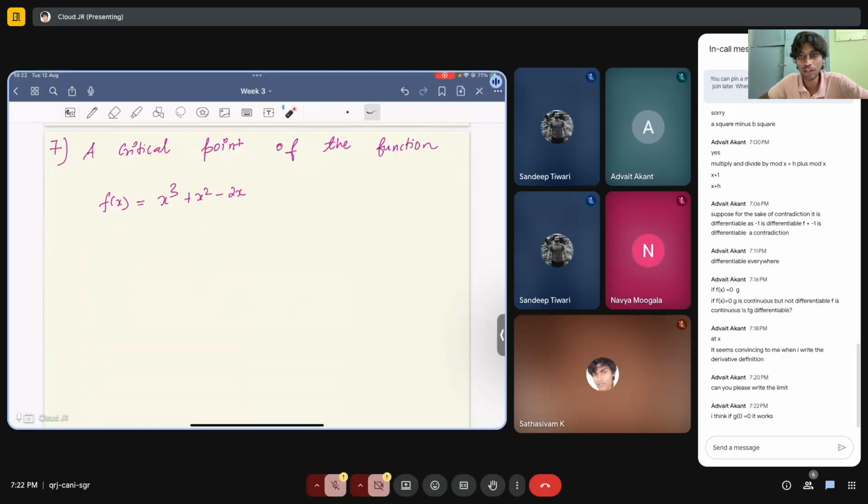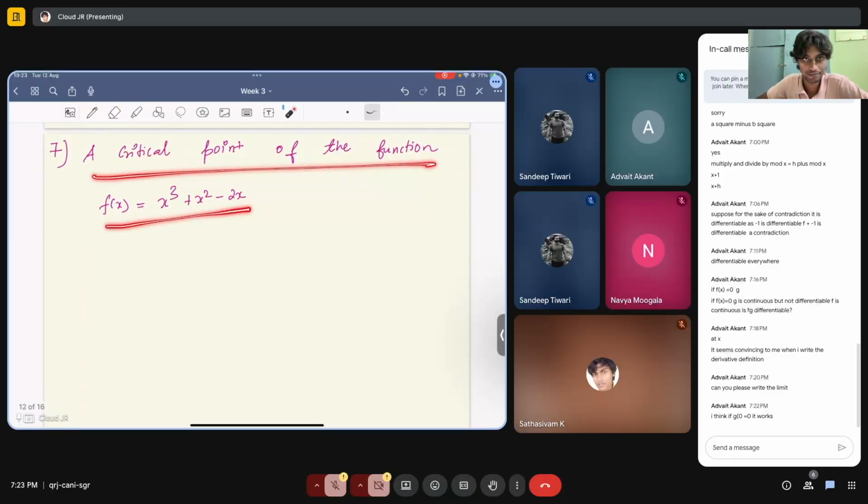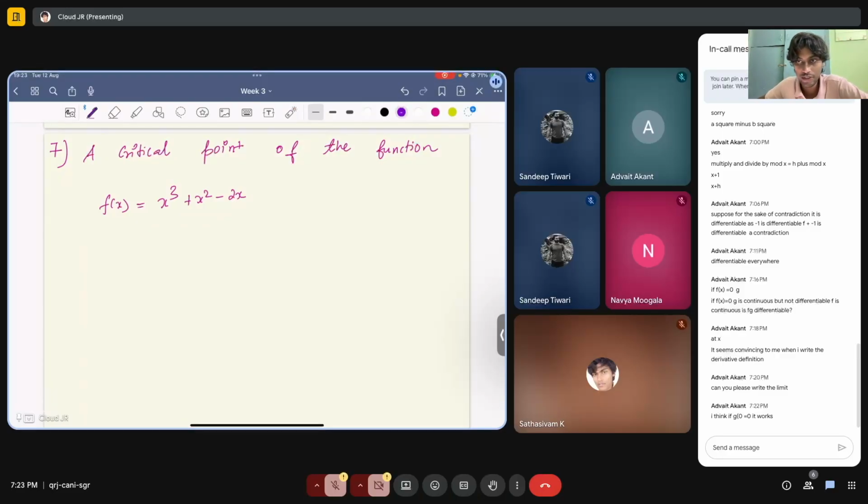Okay, so let's move on to the seventh question. Here you want to find the critical point of this particular function. Okay, so let's try to find the critical point. So what is a critical point?